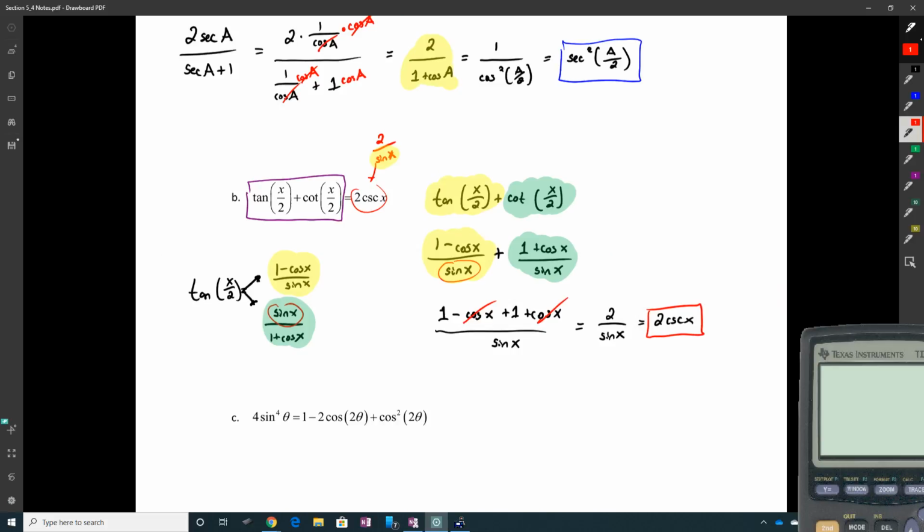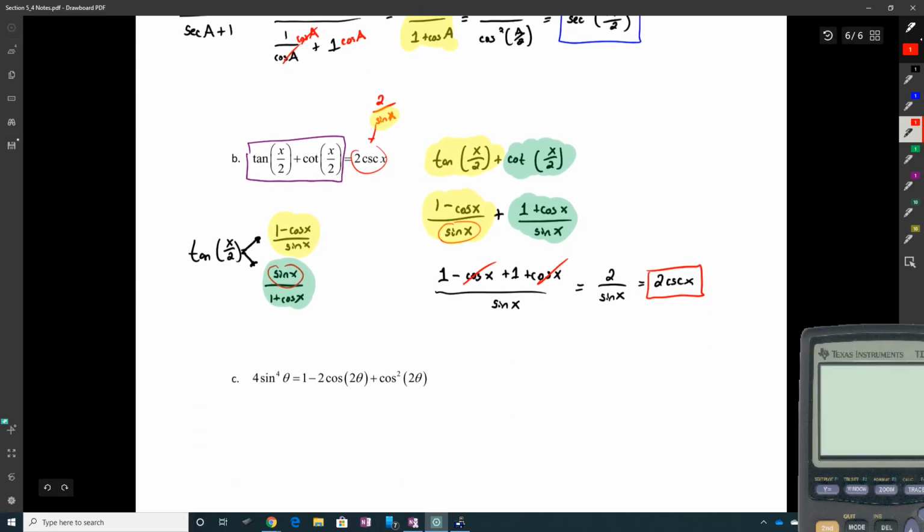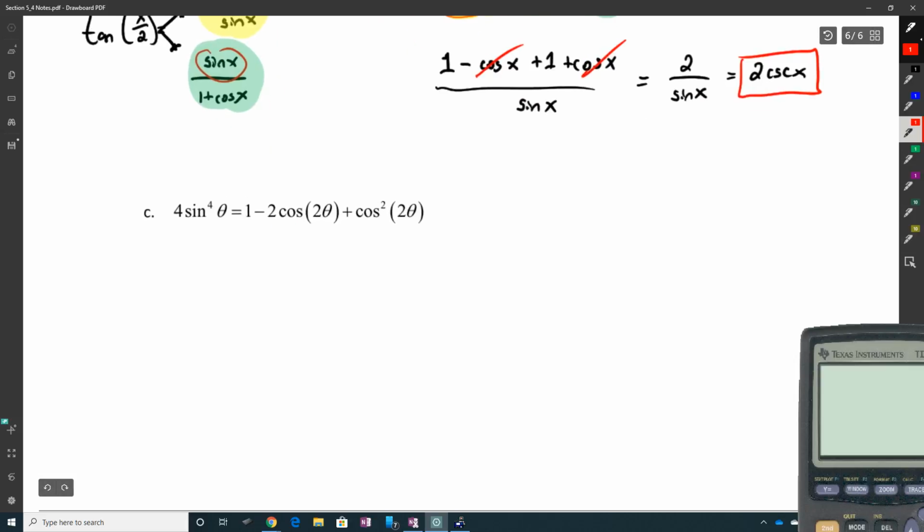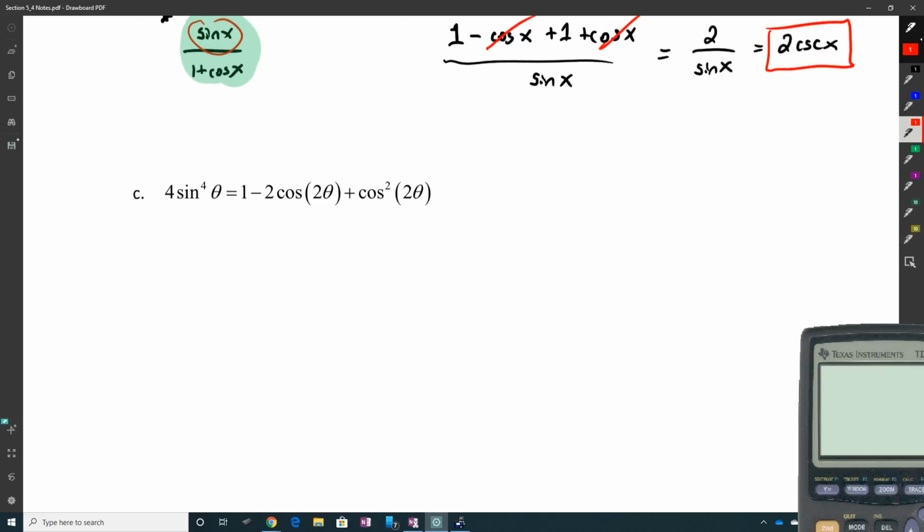So that one, if you approached it from the wrong angle, you would have to have done a lot more algebra to get it to work out. Anyway, on to the last one. So for this last one, right off the bat, I'm going to say let u equal cosine of 2 theta. I do my variable substitution.